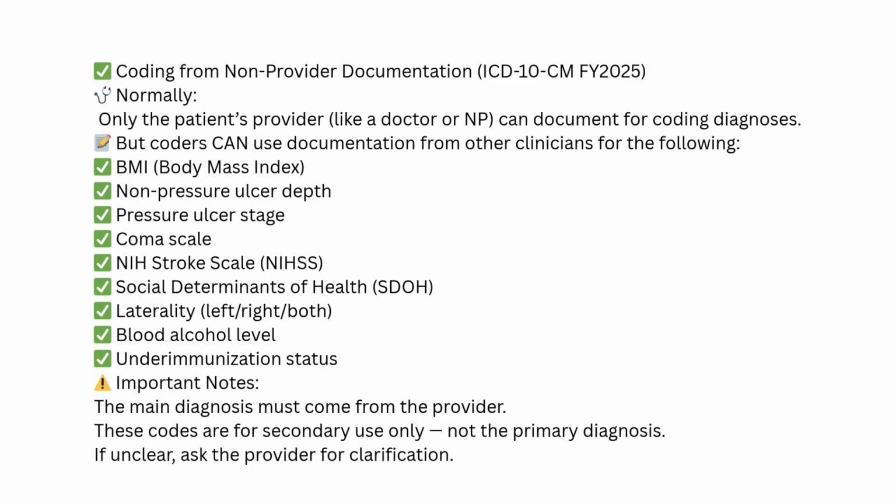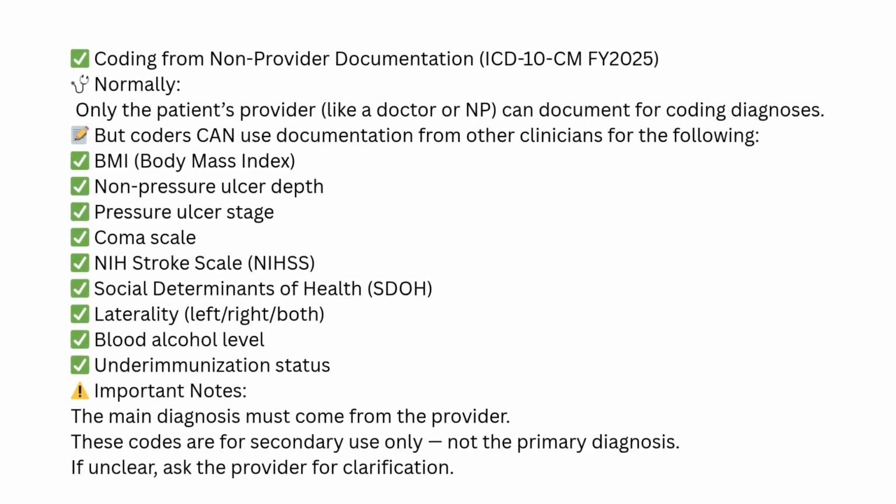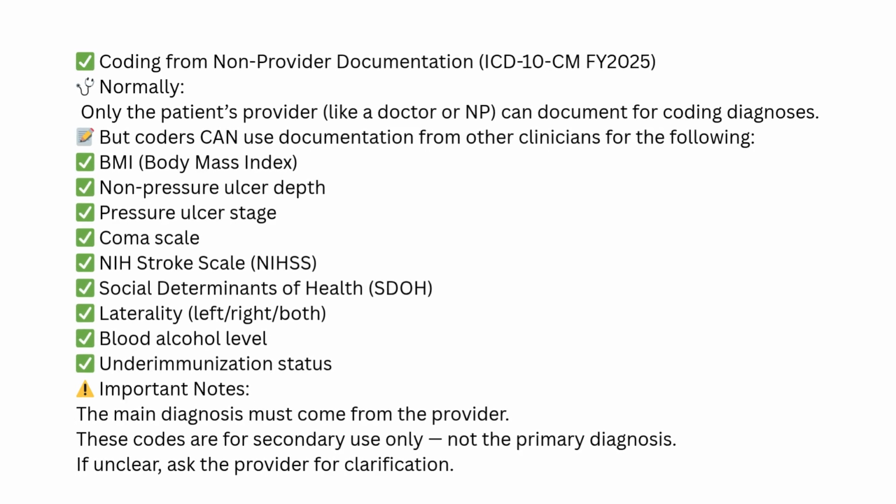In summary, most diagnosis codes come from the patient's main provider, but some codes like BMI, ulcer stages, coma scale, NIH stroke scale, social determinants of health, laterality, blood alcohol level, and underimmunization can be documented by other clinicians such as nurses, dietitians, and EMTs. However, the main diagnosis, like obesity, stroke, or alcohol use, must be documented by the provider. These exception codes should only be used as secondary diagnoses.